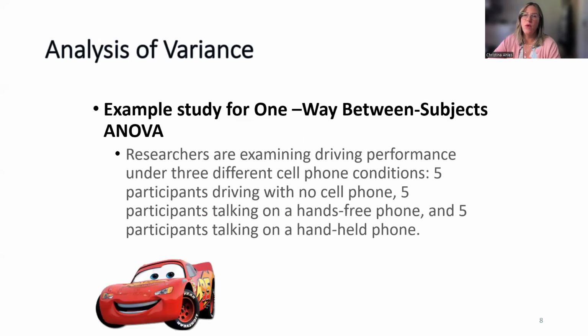This is a one-way between subjects ANOVA. They're examining the driving performance under 3 cell phone conditions. 5 participants drive with no cell phone, 5 participants while talking on a hands-free phone, and 5 participants talking on a handheld phone. So there are 5 different participants in each condition. This is an example of a one-way between subjects ANOVA.